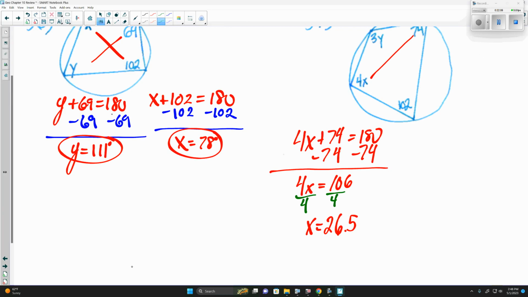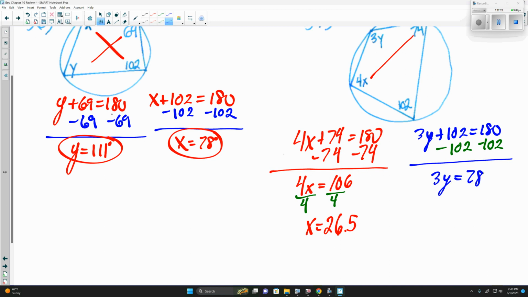We would do the same thing with y. Say 3y plus 102 is equal to 180. We would subtract 102 from both sides. Divide by 3. Y is equal to, I think, 16. Or not 16, 26. Because y is 3, we go into 7 twice, giving us 18, which would be 6. Questions on either one of these here?